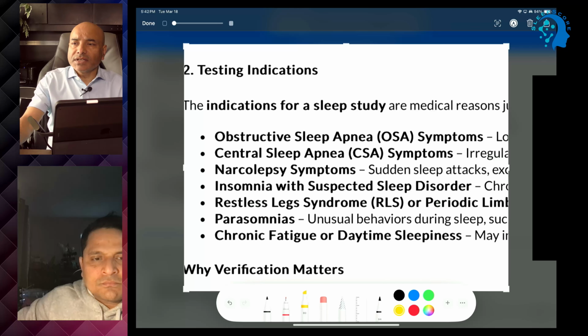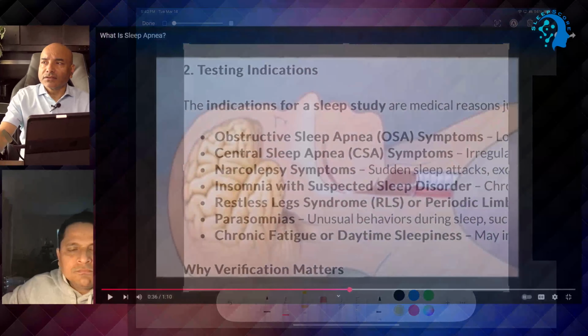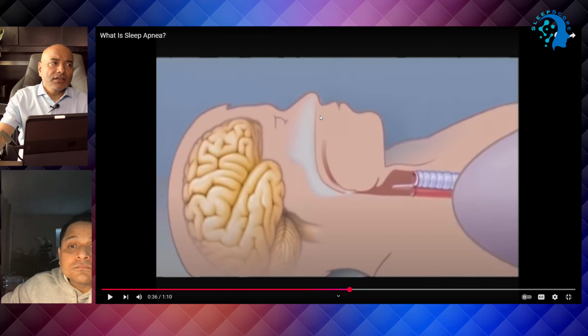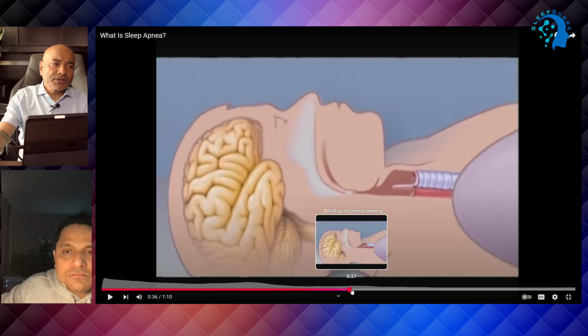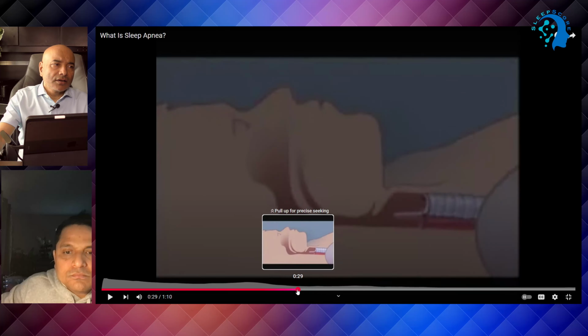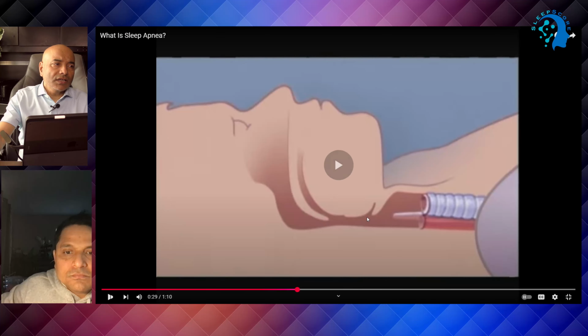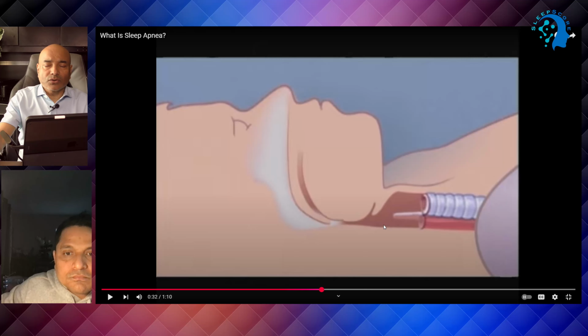Obstructive sleep apnea is completely blocked like this. You see, the air is not able to go in. So this problem is called obstructive sleep apnea. The throat closes so much that enough air doesn't get through to the lungs. So if it cannot go through, that is called obstructive apnea.